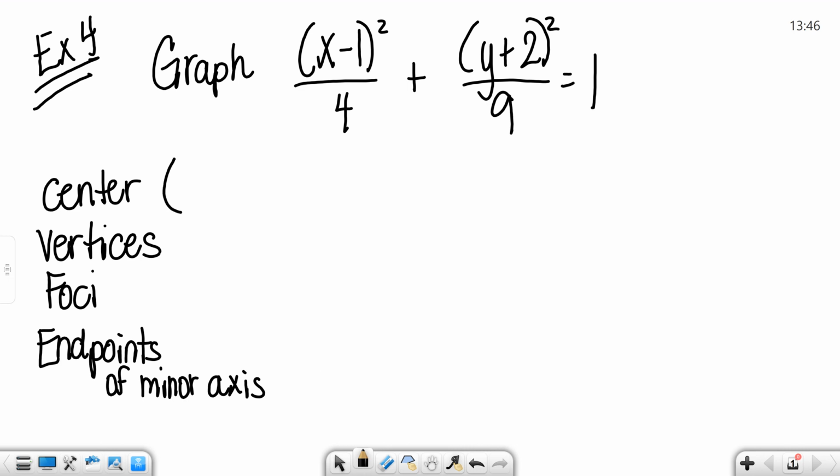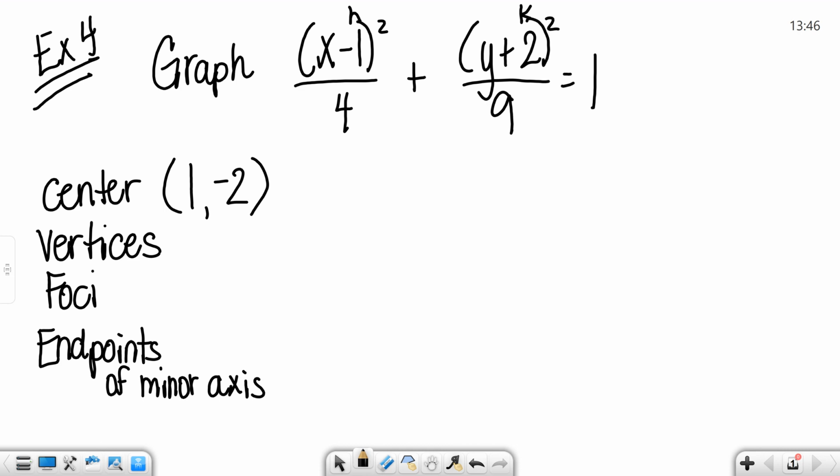All right. So let's see what we can find. Remember, my center is (H, K). Well, here's H, here's K. My H value is +1, my K value is -2. Take the opposite sign of what you see. It looks like -1 for H, I take +1. It looks like +2 for K, I take -2. All right, so we got that taken care of.